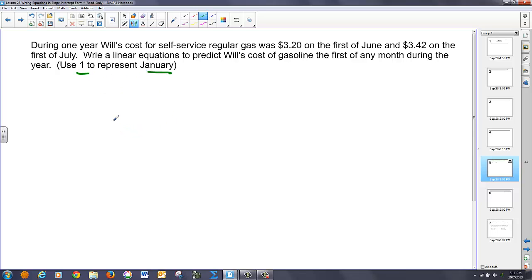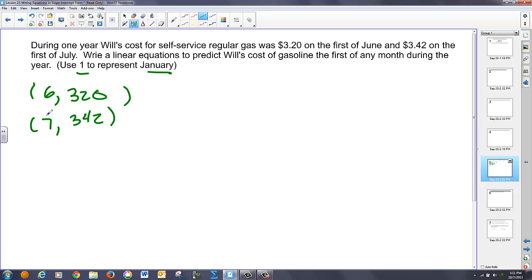So what they're telling us is we have some points we have to consider. Since this is June, June is the 6th month, and we have a gas value of $3.20. I'm just going to use pennies. And then July, which is the 7th month, is $3.42. So what I can do, this is just like the other problems we've done.